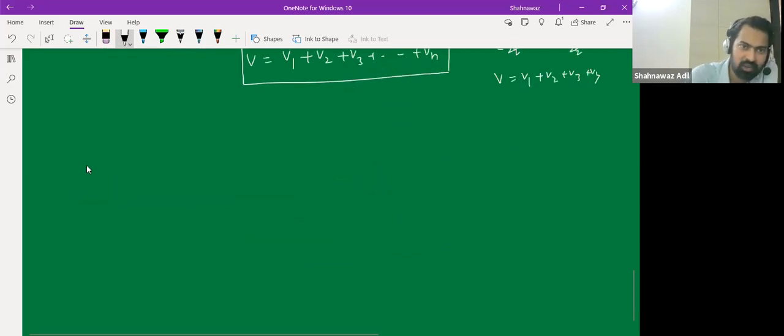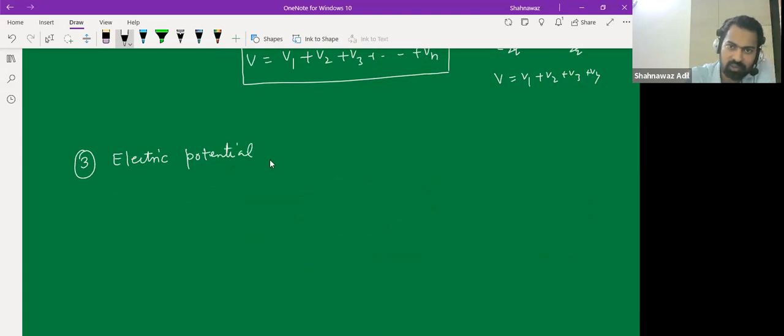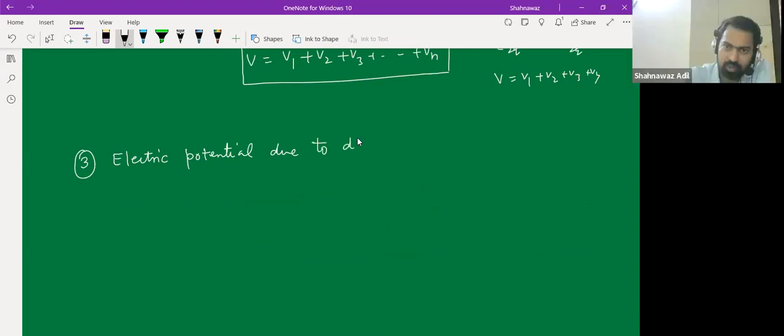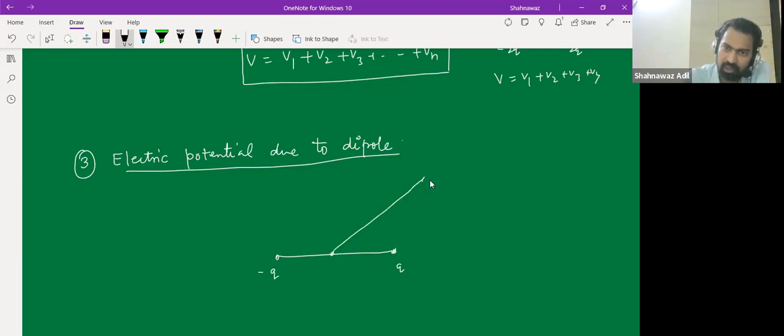And then after this, what did we do, Aisha? Yes, Aisha. After this, what did we calculate? Electric potential due to a dipole. Dipole, right? So electric potential due to a dipole. So we had a dipole, like minus Q and plus Q, and the distance was 2a. And then in the middle, we calculated the potential at a point which is making an angle theta.